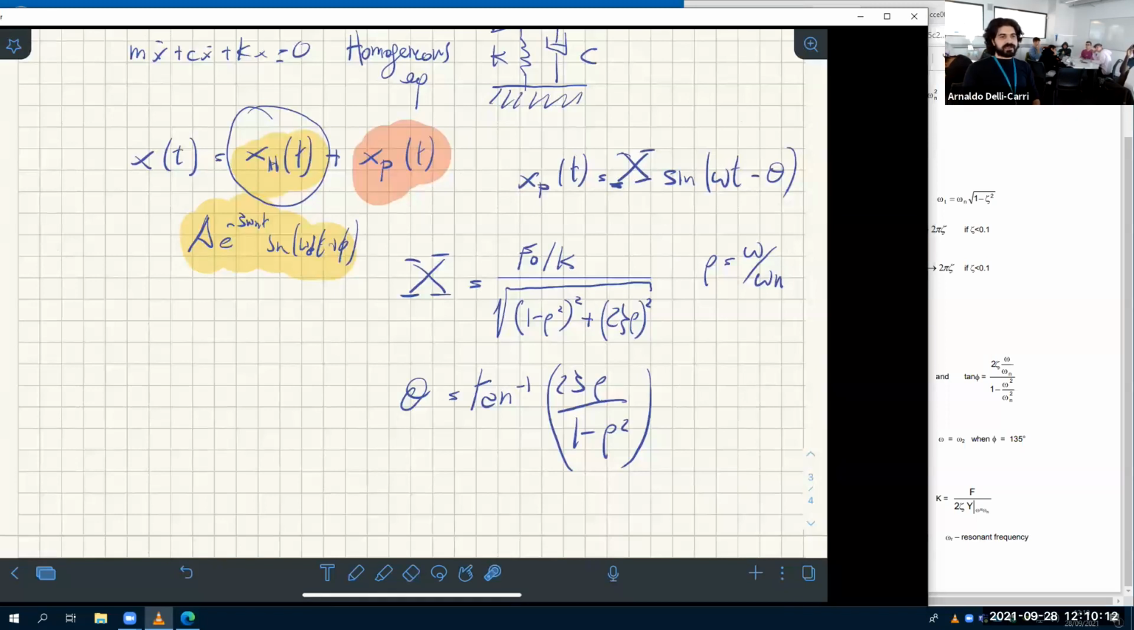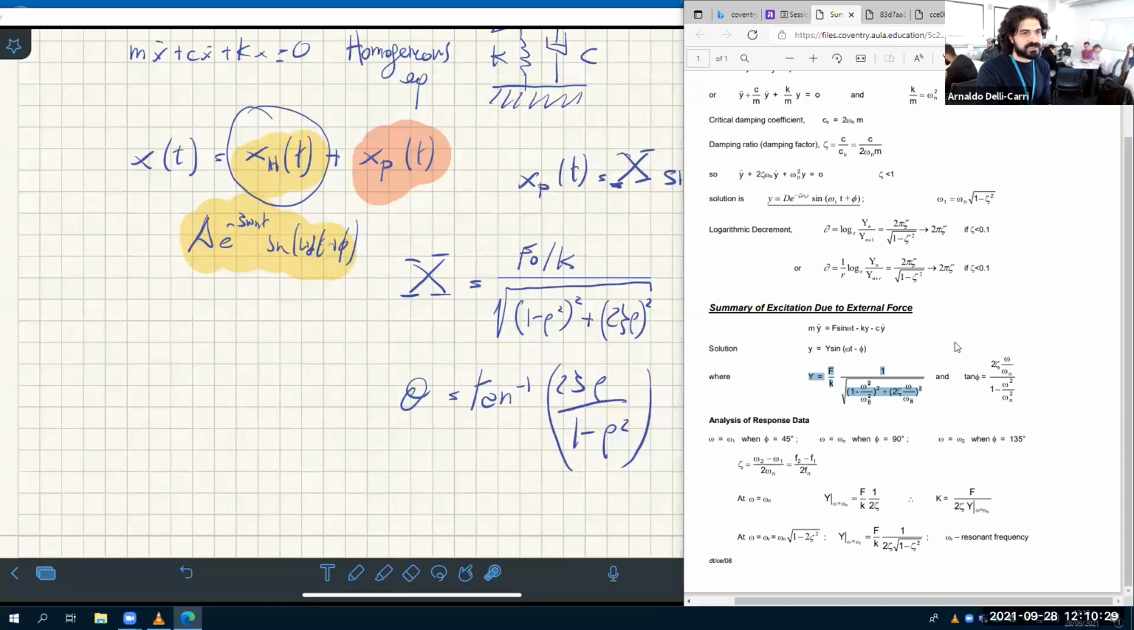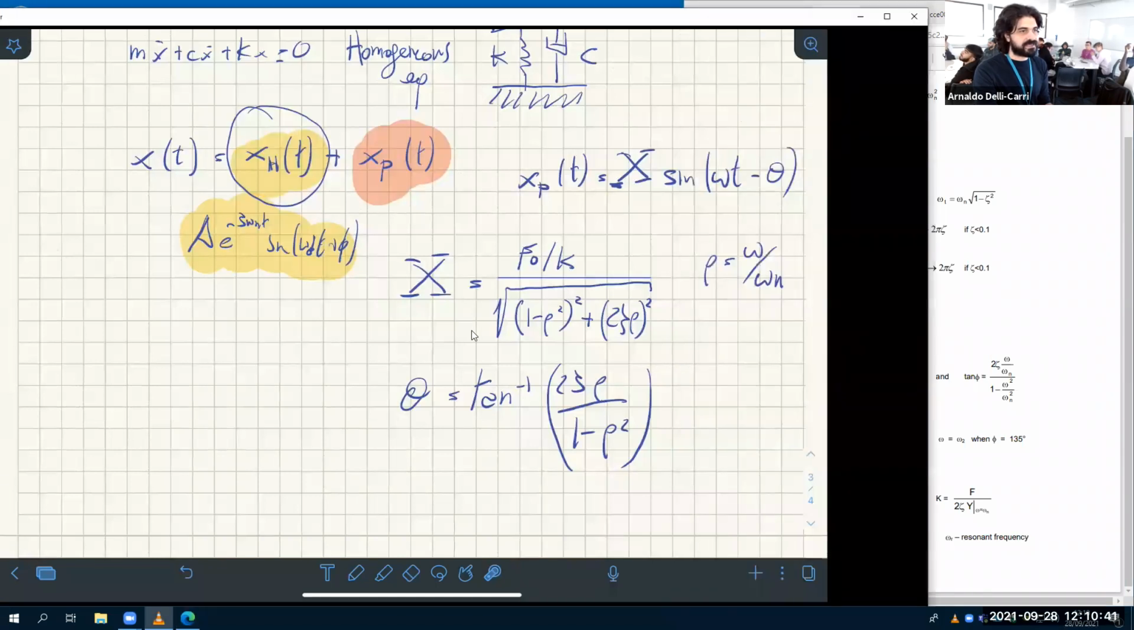What's under the second bracket set under the root? Here, 2 zeta rho. Zeta is just C over C critical, and rho is this. It's just a way to avoid writing this other beast, which is exactly the same thing, F0 over K, 1 minus rho squared plus 2 zeta rho squared. So this makes it neater to write. So it looks nicer. All right?